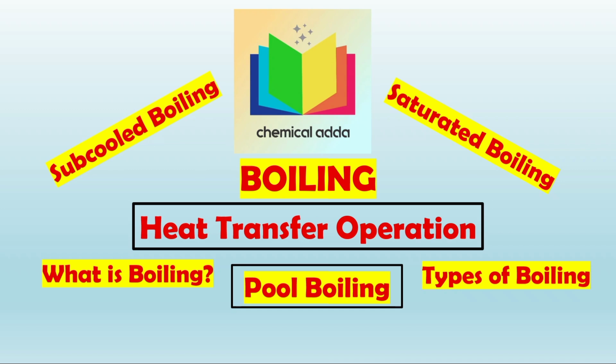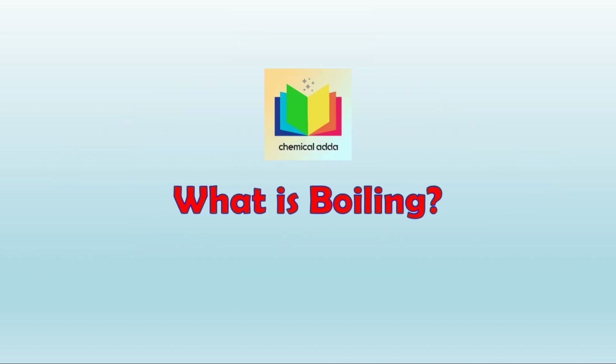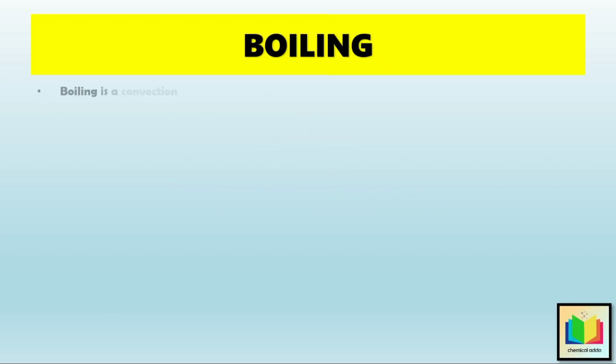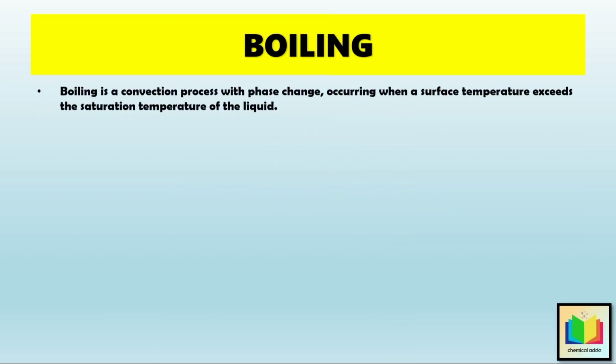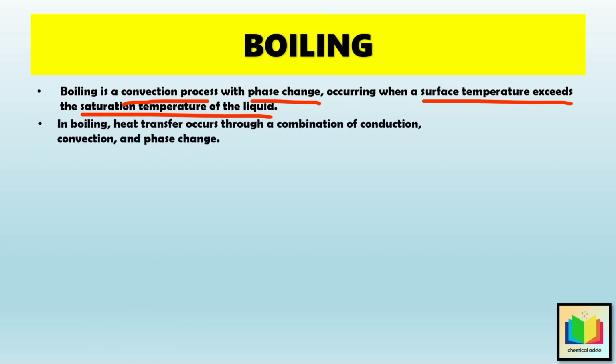Alright, let's get started. First, let's understand what is boiling and why it is important in chemical engineering. So, boiling is a convection process with phase change occurring when a surface temperature exceeds the saturation temperature of the liquid. So basically, boiling is a convection process that involves a change in phase from liquid to vapor. It may occur when a liquid is exposed to a solid surface, maintained at a temperature higher than the saturation temperature of the liquid. And hence, in boiling, heat transfer occurs through a combination of conduction, convection, and phase change.